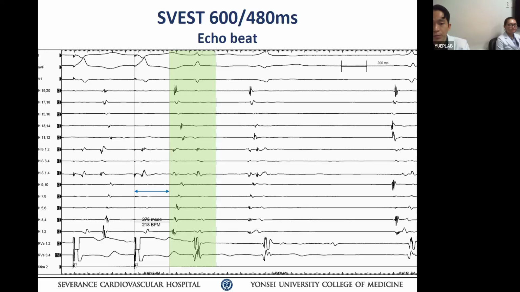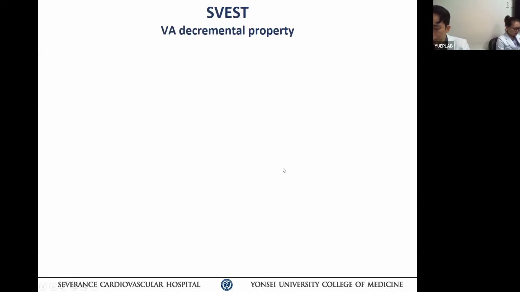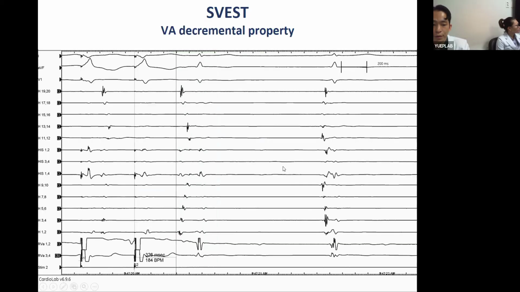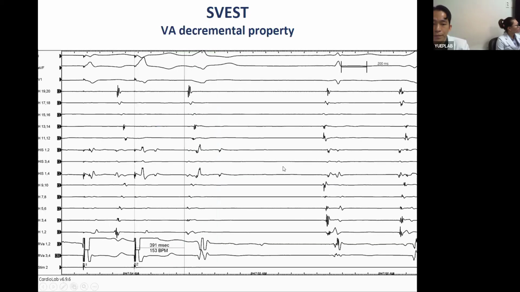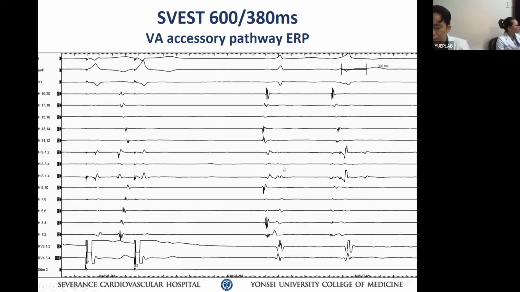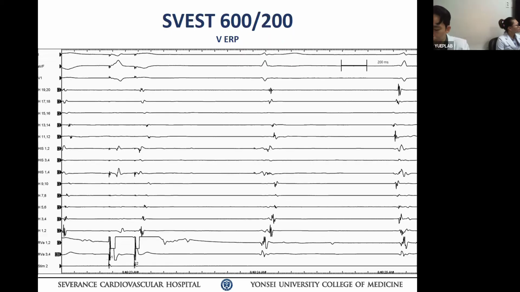During single ventricular extrastimulus test, 600 or 8 milliseconds, you can see the echo beat with all this signal at around the echo. And there was a comment. We reached the VA, so there is an ERP at 600. 38. And 602 here was a failure.